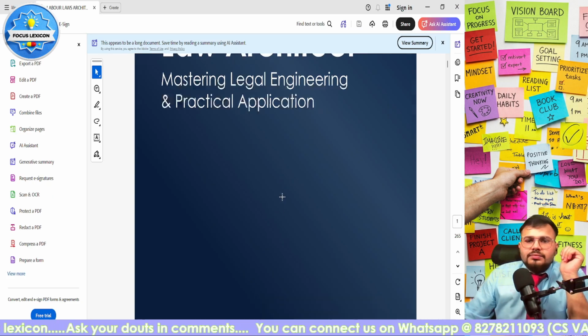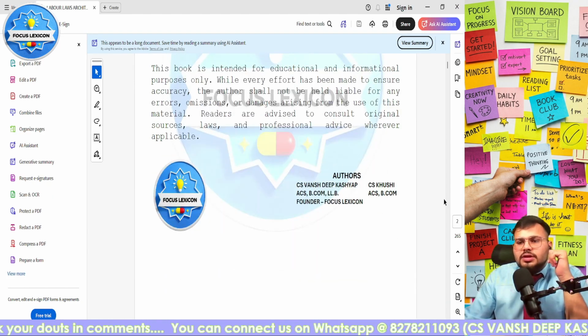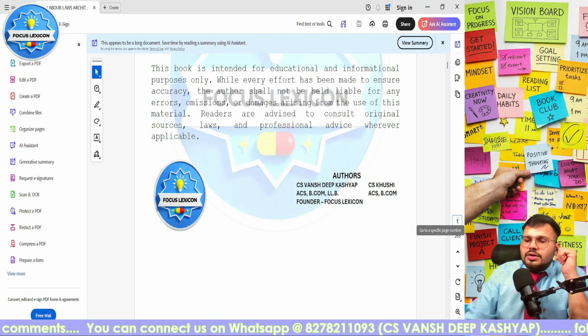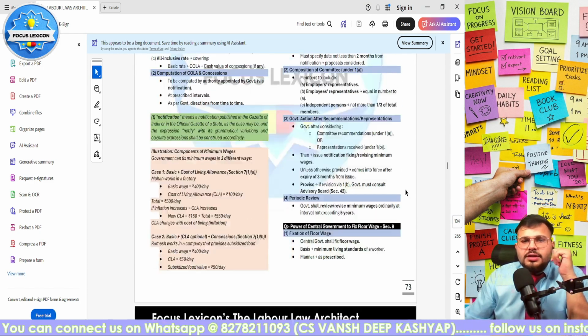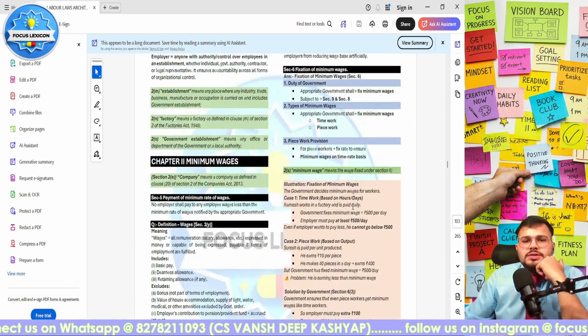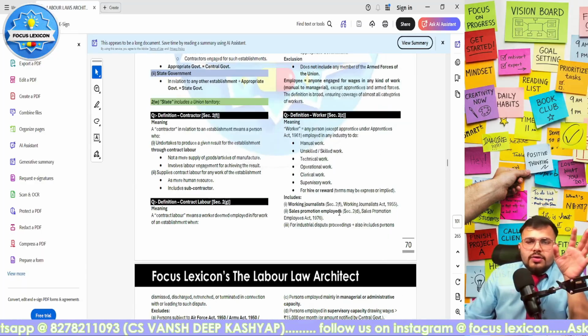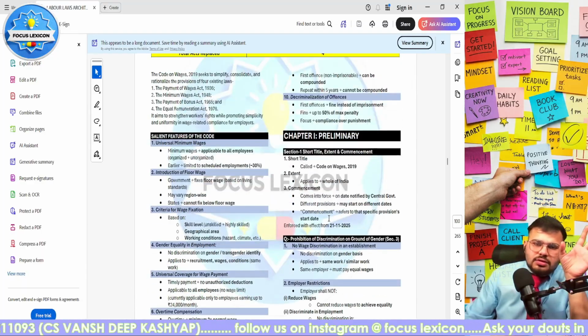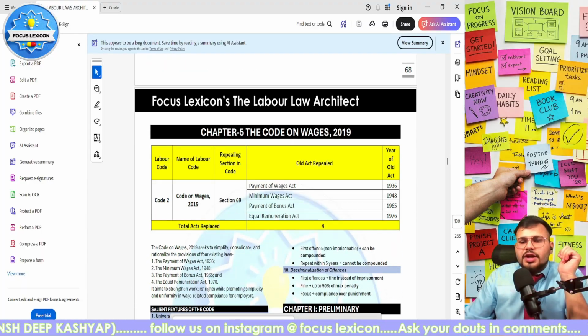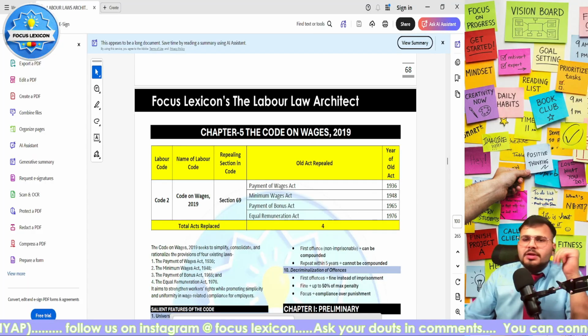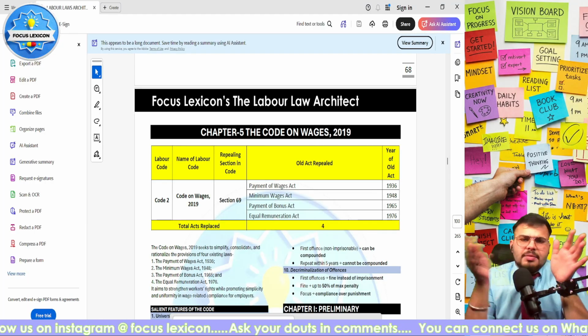Then come to the illustrations. I was telling you about illustrations. In the Code on Wages, there are so many illustrations. See, this is your Code on Wages. In the institute's module, they have given plain sections. A 264 or 265 page supplement is there, but they have just given plain sections, no case law.